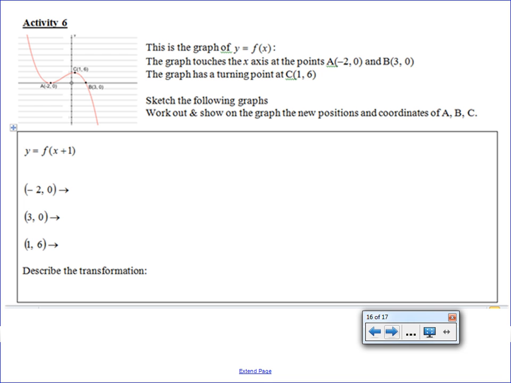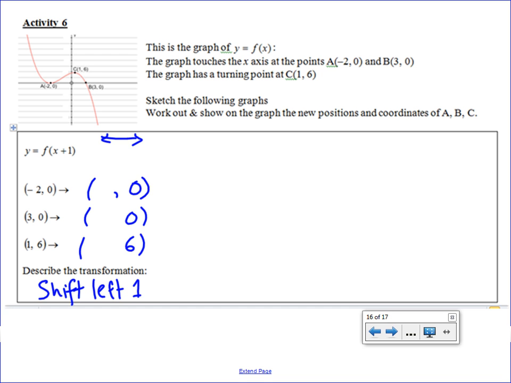Right. Let's describe the transformation. So it's inside the graph, so it's going to be a shift, but it's a positive number, so it's going to be left 1. Excellent. So what's happening is the x-coordinate is changing because we're going left and right. So our y-coordinates don't change. Excellent. So I'm just going to fill those in for a minute. Yeah, it's a good idea to do that. So then we're going left 1. So minus 2 becomes minus 3.